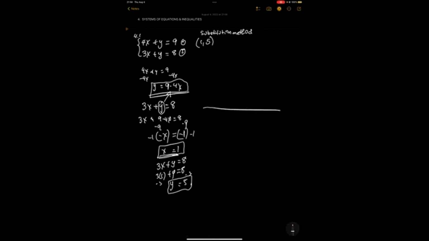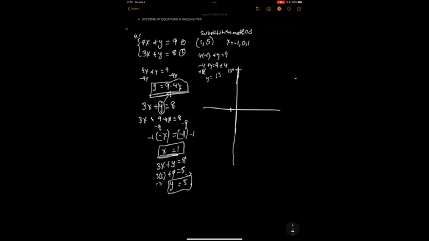Let's look at this graph right here. Let's say at x equals negative 1, 0, and 1, what do we get? At negative 1, on the first equation, we get 4 times negative 1 plus y equals 9. So that's negative 4 plus y equals 9. You add 4 on both sides, so y equals 13. Let's say this is 13 right here. So at negative 1, it's 13. Boom, it's right here.